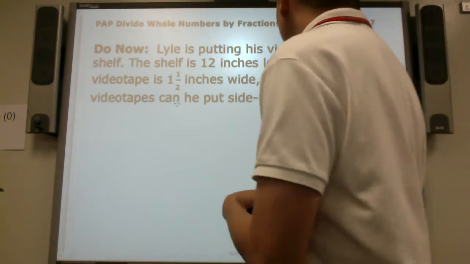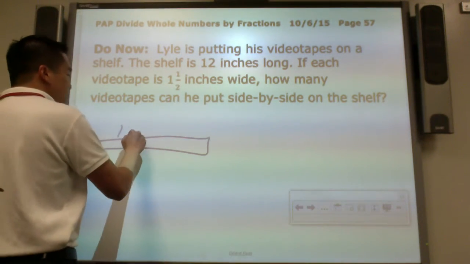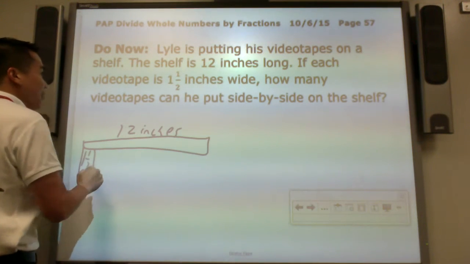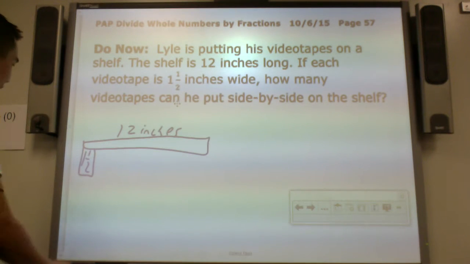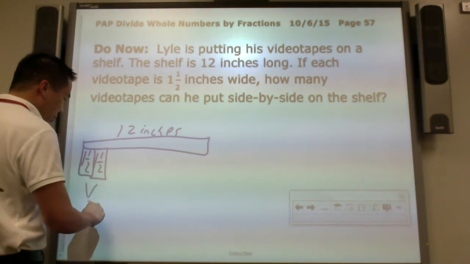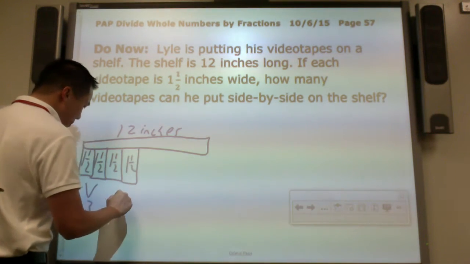Lyle is putting his videotapes on a shelf. The shelf is 12 inches long. If each videotape is 1.5 inches wide, how many videotapes can he put side by side? So put 1.5. Here's another 1.5. That makes 3. Here's another 1.5, and another 1.5. That makes another 3.